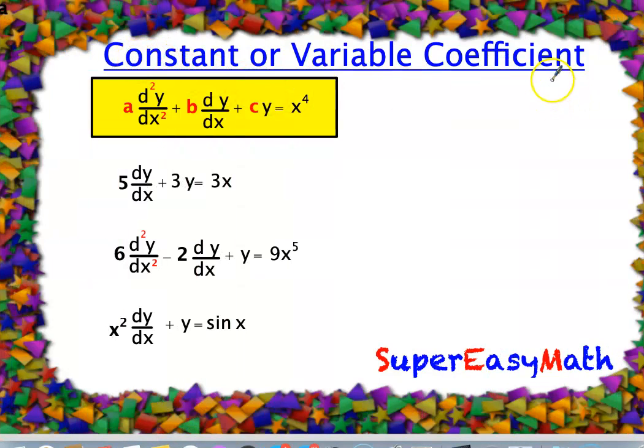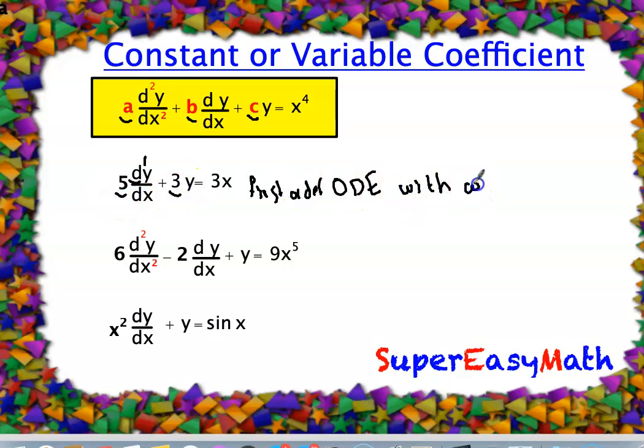Constant or variable coefficients. Let's look at these examples and determine their types. So the first one, here it's an ODE or total differentiation, because here we have d, not delta. What about the order? It's the first derivative, so first order. Now constant or variable coefficient, just look at a, b, and c, whether they are constant or variable. Here we have 5 and 3, so with constant coefficients.